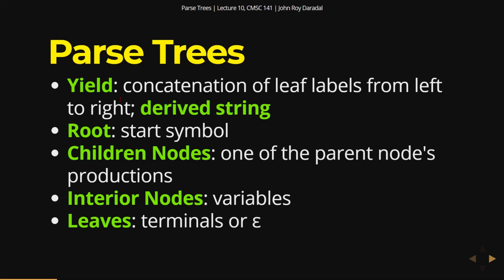Okay, so that's it. So remember that interior nodes, or those with children, have to be variables, and only terminals or epsilon can be at the leaves. You cannot leave variables as a leaf. Okay, you have to replace it with a terminal eventually. Okay, so that is parse trees.